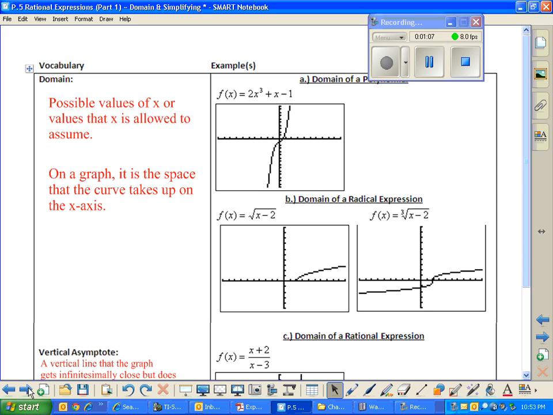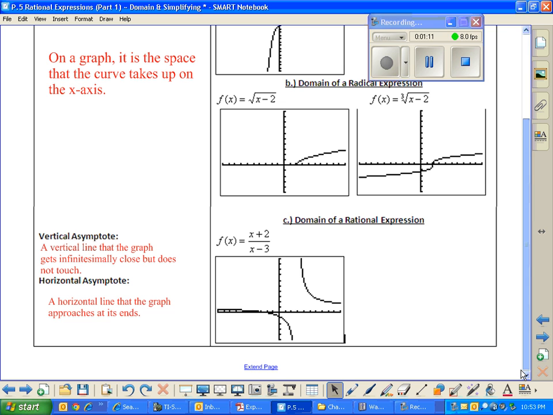When we get to rational expressions in particular, you get two more terms. The first word there would be vertical asymptote. That is a vertical line that the graph gets infinitesimally close to, but does not touch. Horizontal asymptote is just a horizontal line that the graph approaches at its ends. Infinitesimally, I have to practice saying it.